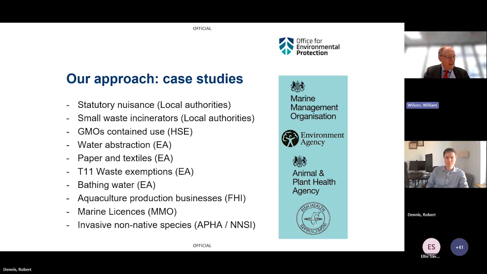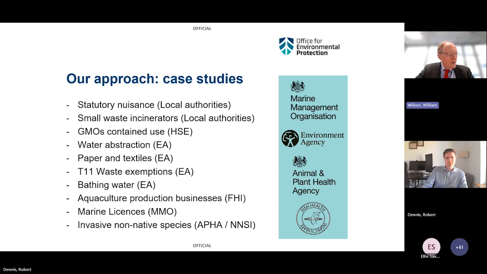We looked at 4 studies for the Environment Agency on water abstraction, on paper and textiles, T11 waste exemptions and bathing water, highly contrasting studies. Aquaculture production businesses by the Fish Health Inspectorate, marine licenses by the Marine Management Organisation, and invasive non-native species by the Animal, Plant and Health Agency and the Non-Native Species Inspectorate.